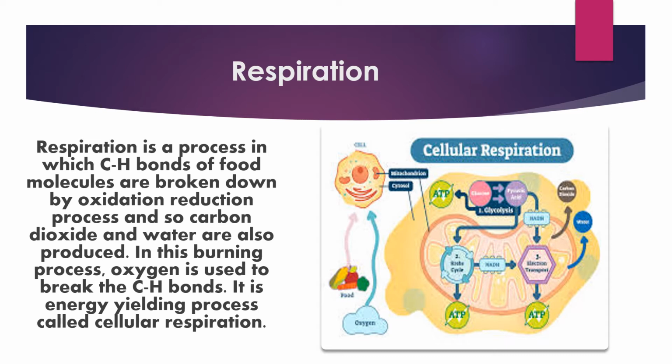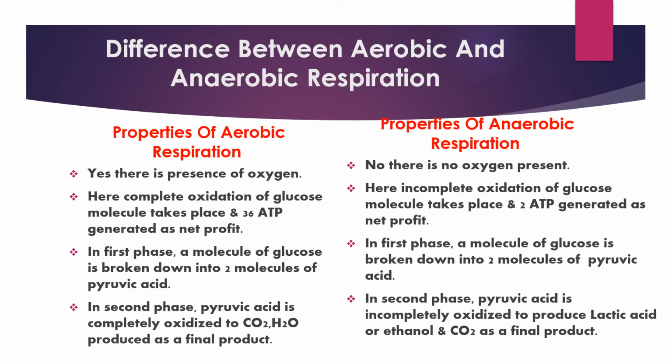Now we are coming towards the methods through which respiration takes place. Actually there are two methods through which cellular respiration takes place. One is with oxygen, in the presence of oxygen, and the other one is without oxygen. The process which takes place in the presence of oxygen is called aerobic respiration, and the process which takes place in the absence of oxygen is called anaerobic respiration. So we are going to discuss the differences between aerobic and anaerobic respiration in detail.